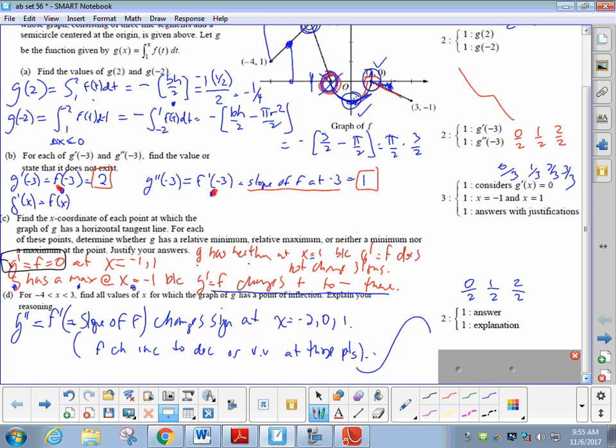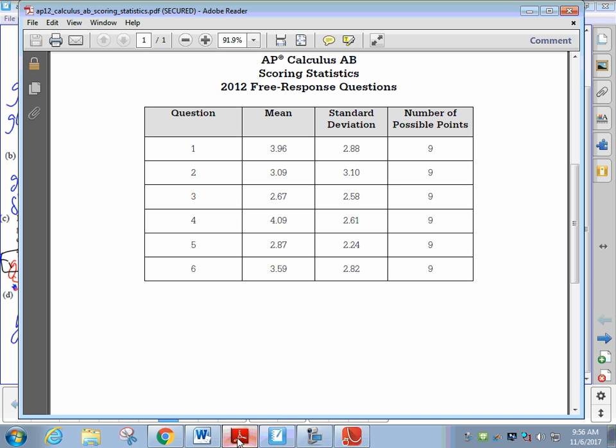So, if you had justification for -2 and 1, then you get the explanation point. Sometimes you can tie those points together, but not in this case. Okay? So give yourself up to 9. Now, let's see how you did, shall we? I'm not going to have you call out your answers, but this was 2012, question 3.